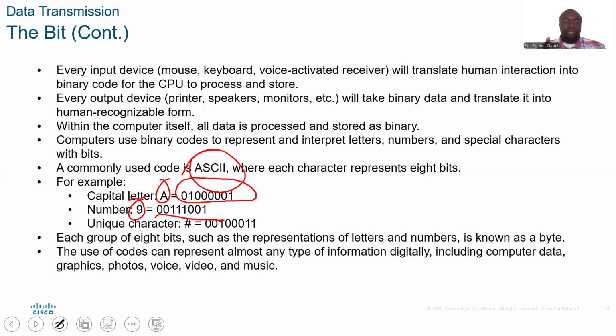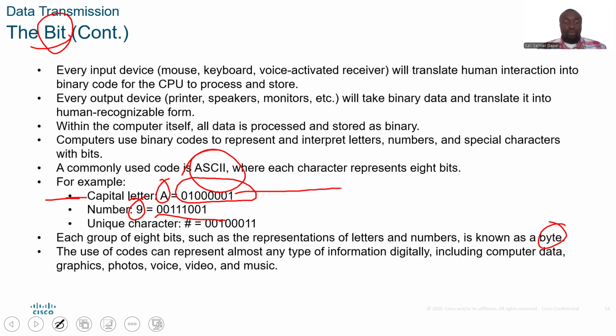So each group of 8 bits, such as the representation of letters and numbers, is known as a byte. So now we have seen bits. A bit is a single binary digit. Is that not so? A byte is a combination of 8 bits. 8 bits make 1 byte. So how do you get a byte? Like a character. Each character gives you a byte because each character will make up to 8 bits. So for instance, if you look at this capital letter A here, it has to be represented in binary and it has to be up to 8 bits. Right? So that is it. So each group of 8 bits is represented as a byte.